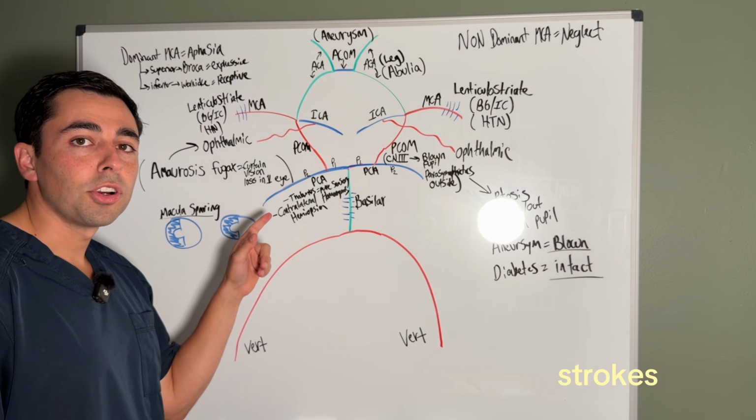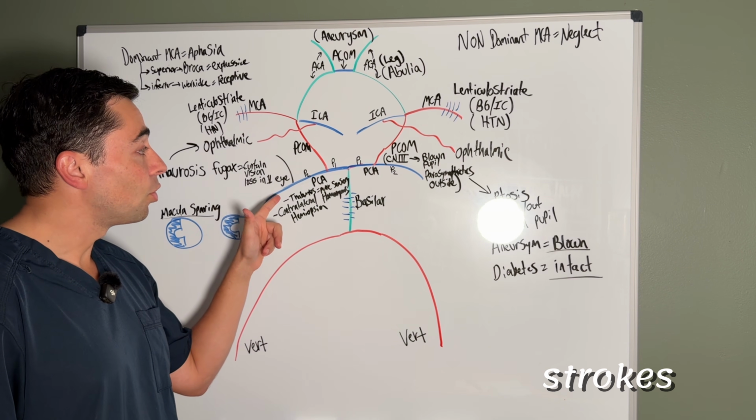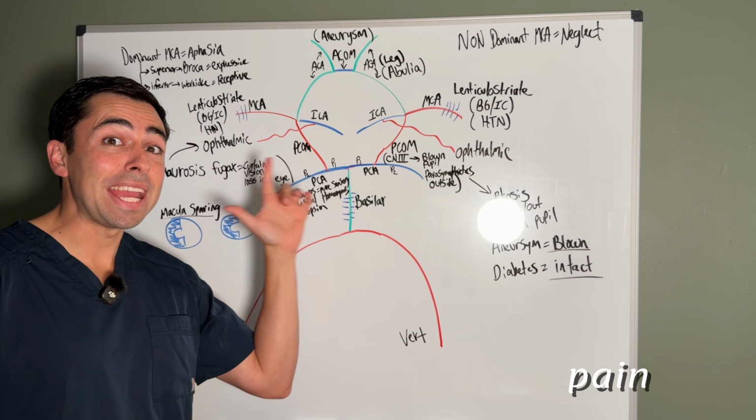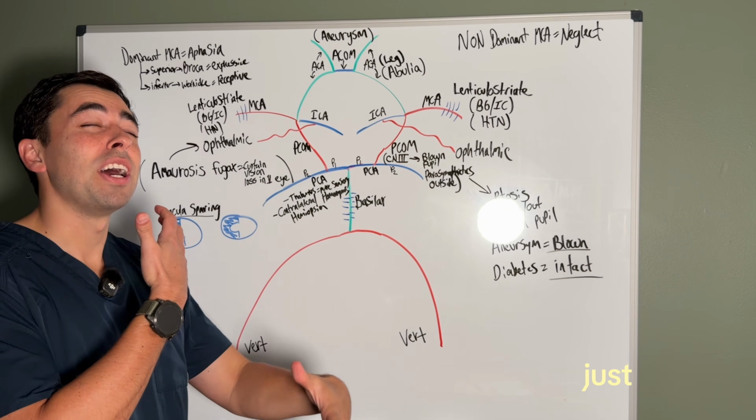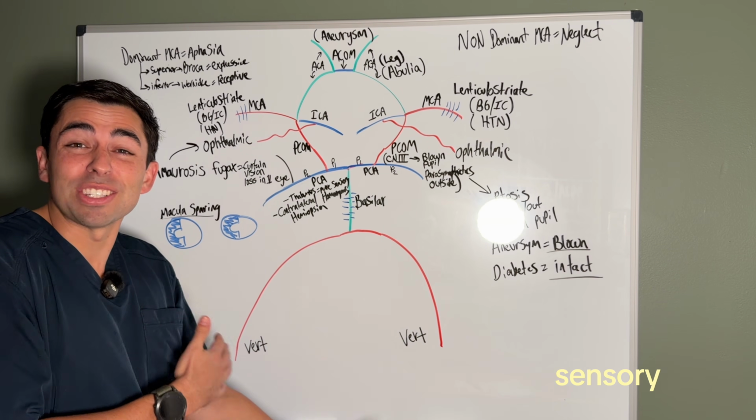Also with PCA strokes, I know I just keep going. With thalamic strokes, the pure sensory, you can get thalamic pain syndrome, so someone can present with just pain out of proportion, as well as some sensory deficits.